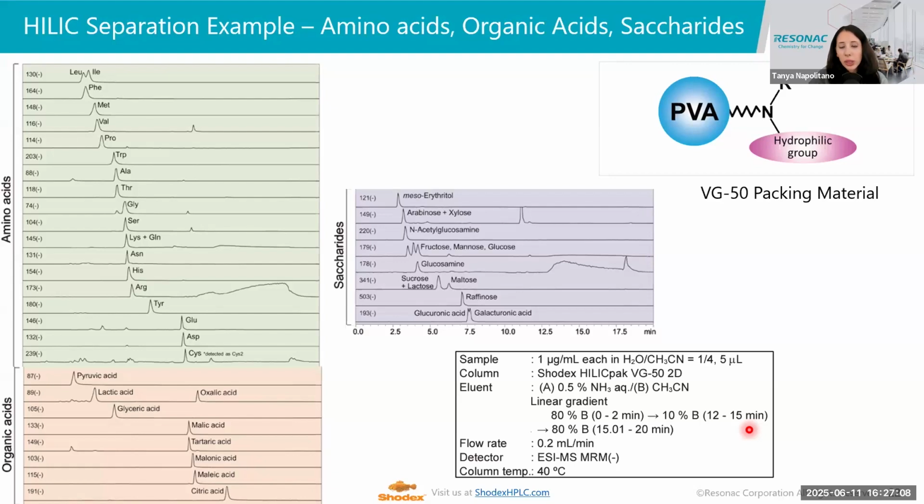Detection was done with ESI in negative mode, which is ideal for acidic and polar compounds. The VG50 column is PVA based with amino functionalized ligands offering a highly hydrophilic surface, good hydrogen bonding and electrostatic interaction, and has strong retention for small polar analytes. It's stable from pH 2 to 13 and fully LCMS compatible, making VG50 a reliable choice for complex samples in food, clinical, or metabolomic workflows.